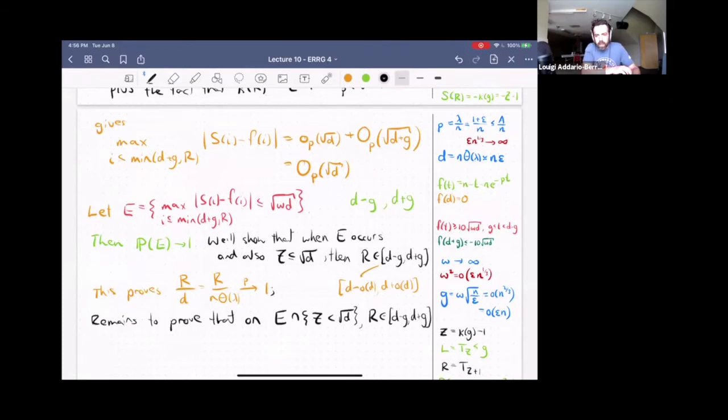Okay, is that logic clear? I haven't been monitoring the chat. D greater than G suffices. That was a few minutes ago. Okay.